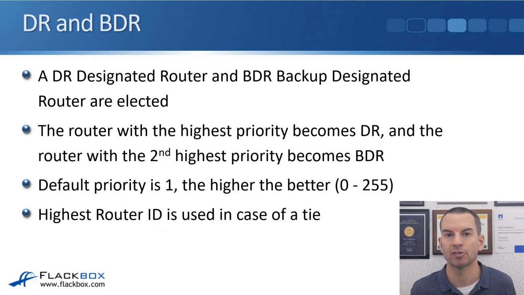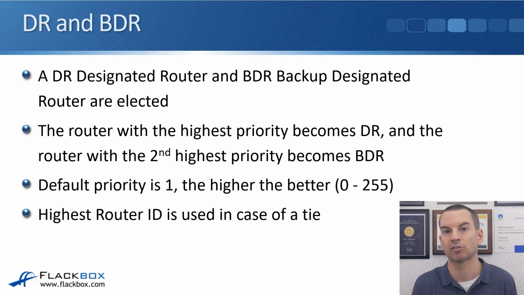The router with the highest priority becomes the DR, and the router with the second highest priority, not surprisingly, becomes the BDR. The default priority on the routers is 1, and the higher the number, the better, the more preferred. The possible values are 0 to 255, with 255 being the best possible value. If you configure a value of 0, that means that router will never be the designated router. And the highest router ID is used in the case of a tie.